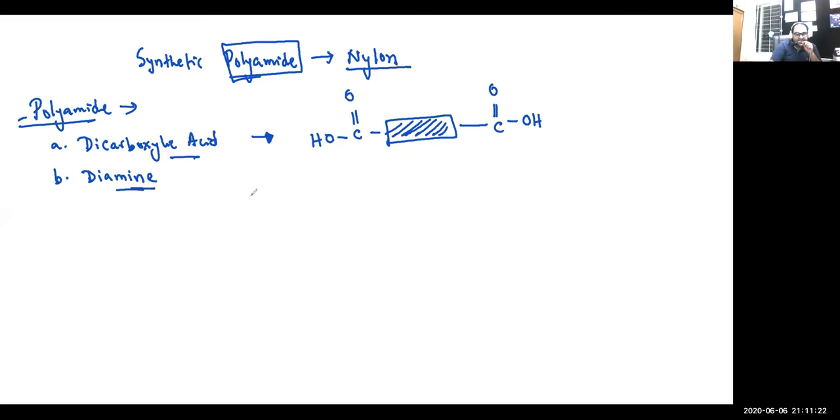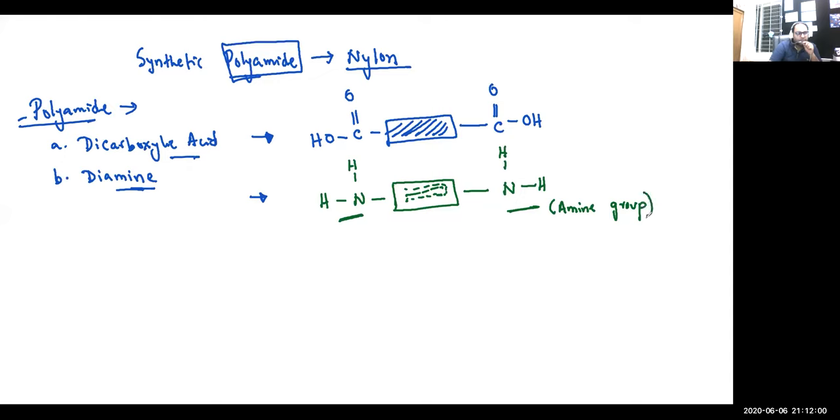And then we have diamine. We'll draw the diamine with a slightly different color. Suppose we have these dotted lines. We have an NH2. So what do we call this? The amine group. A-M-I-N-E, amine group. Okay, this is our amine group, NH2.